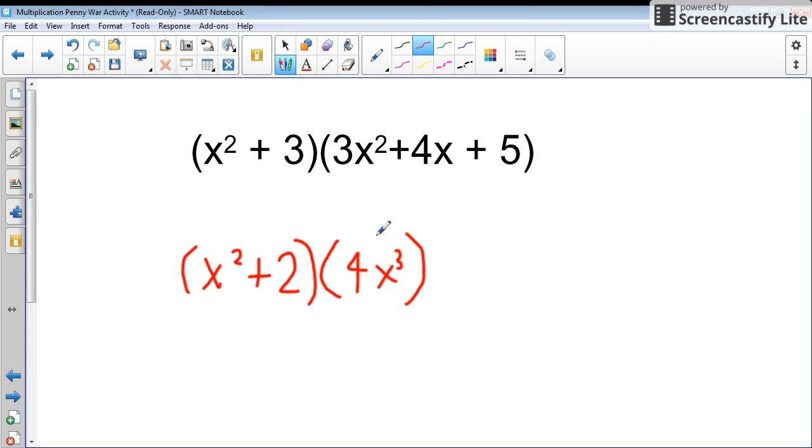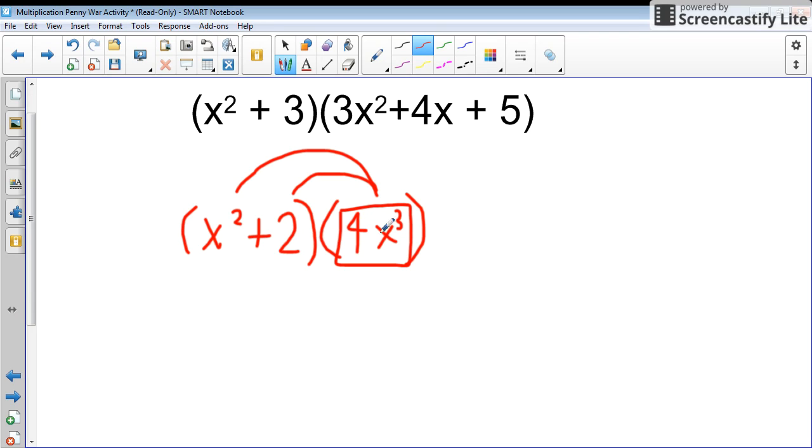I would actually just use the distributive property. And it might be a little confusing as to what you actually distribute, the 4, the x, the 3. The answer is you distribute everything. So help me out with this problem really quick. Can you tell me what 4x to the third times x squared is? Good. Hopefully you got that. 4x to the fifth, right?